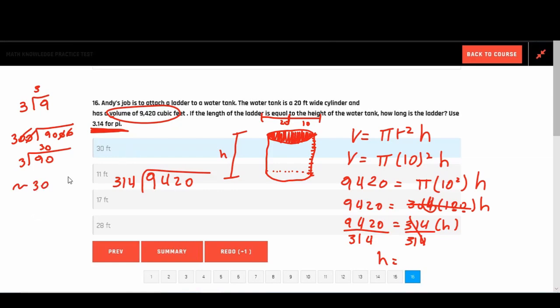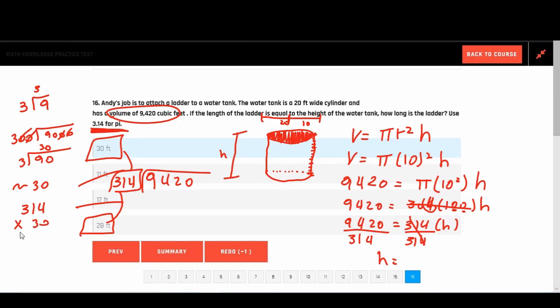Okay? So looking at my answer choices, I know this isn't right, and I know this isn't right. I know this is a possibility, and this is a possibility. But that said, all these answer choices are even. So instead of doing this long division, I'm just going to take 314, multiply it by one of these to see what gets me 9,420. Once I figure that out, I'm done.